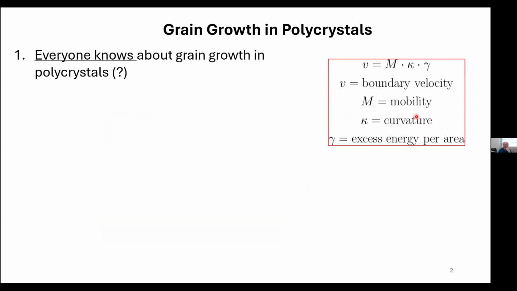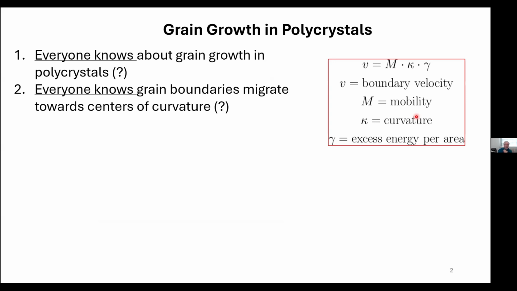So let me start with something that I think everybody knows about, grain growth in polycrystals. I think everybody knows that when you heat up a polycrystalline material, you tend to coarsen the structure. You wind up with a larger average grain size after you anneal it than you started with. And most people probably know that the mechanism is expected to be curvature driven. This formula says the velocity of a grain boundary is proportional to the curvature and the interfacial excess energy of the grain boundaries.